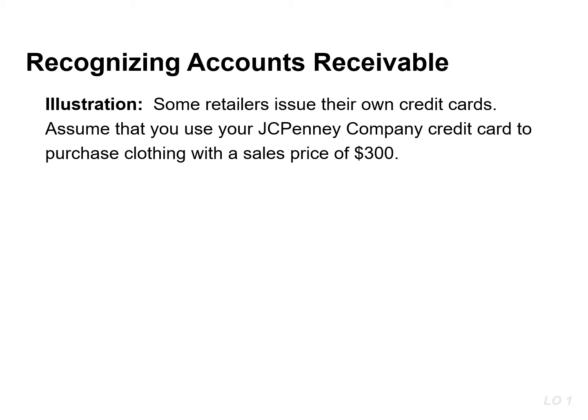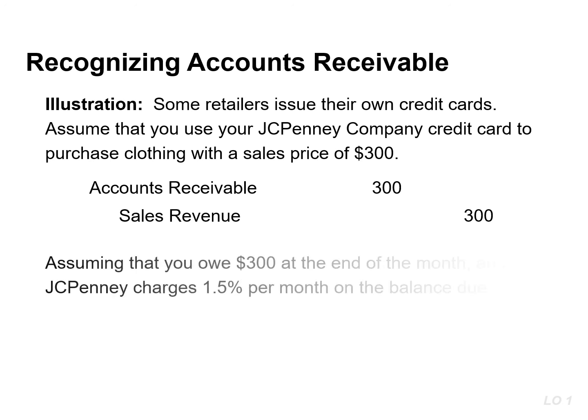To illustrate, let's assume that you use your JCPenney credit card to purchase clothing with a sales price of $300 on June 1st. The journal entry that JCPenney makes will be to debit, or increase, accounts receivable for $300 and increase, or credit, sales revenue for $300. And please keep in mind, we are omitting the cost of goods sold entries in this example.